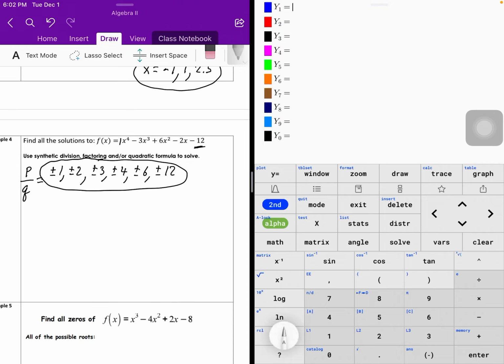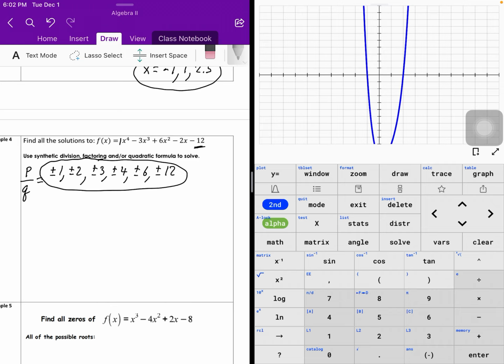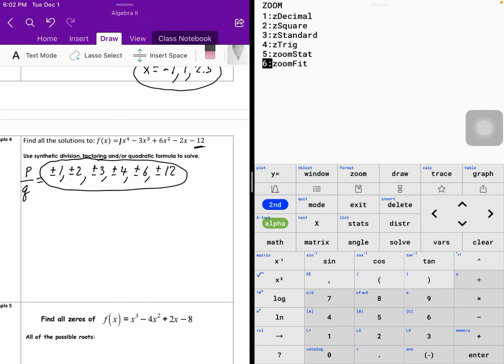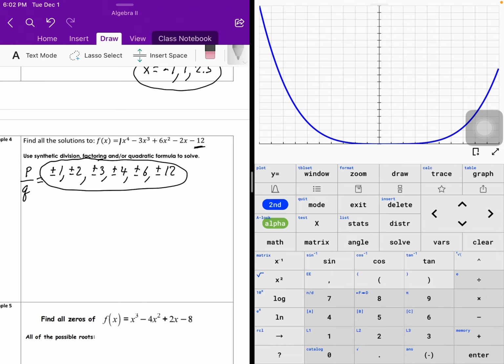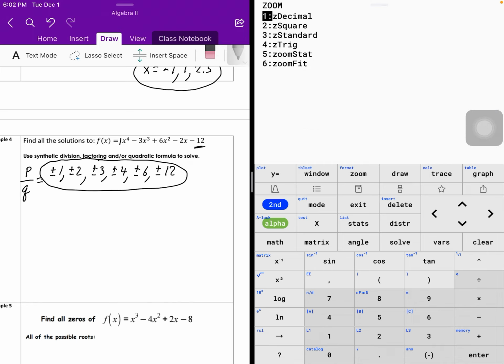Clear it out. We want to do x to the fourth this time as our first term, minus 3x to the third plus 6x squared minus 2x minus 12. Okay, do a quick double check, make sure I got that typed out right, and then we hit graph. If we hit zoom fit, I just kind of want to see what this looks like. Yeah, that doesn't help us. So go back to the zoom standard, at number 3.